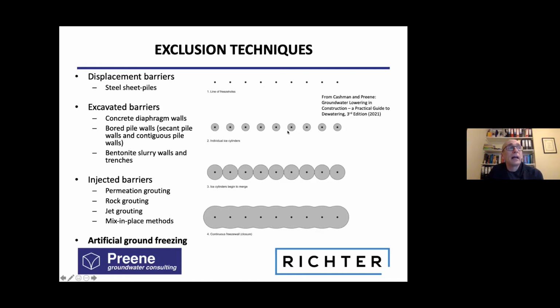We then circulate our low temperature refrigerant down each hole in the line, and then this is going to freeze the ground locally around each hole, and we get what's known as an ice cylinder builds up around the hole. As we keep on circulating refrigerant over days and weeks, the ice cylinders around each hole grow in diameter, and they will eventually meet and coalesce, and we get what's known as closure. We get the completion of a continuous freeze wall.